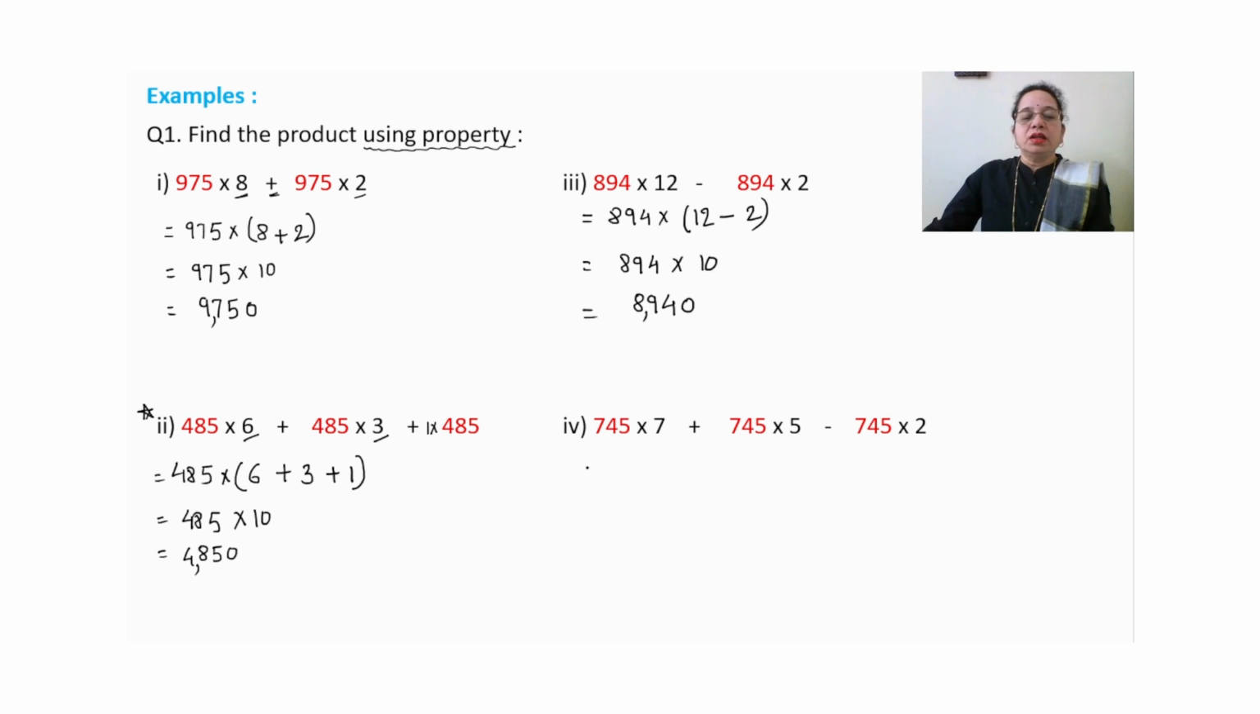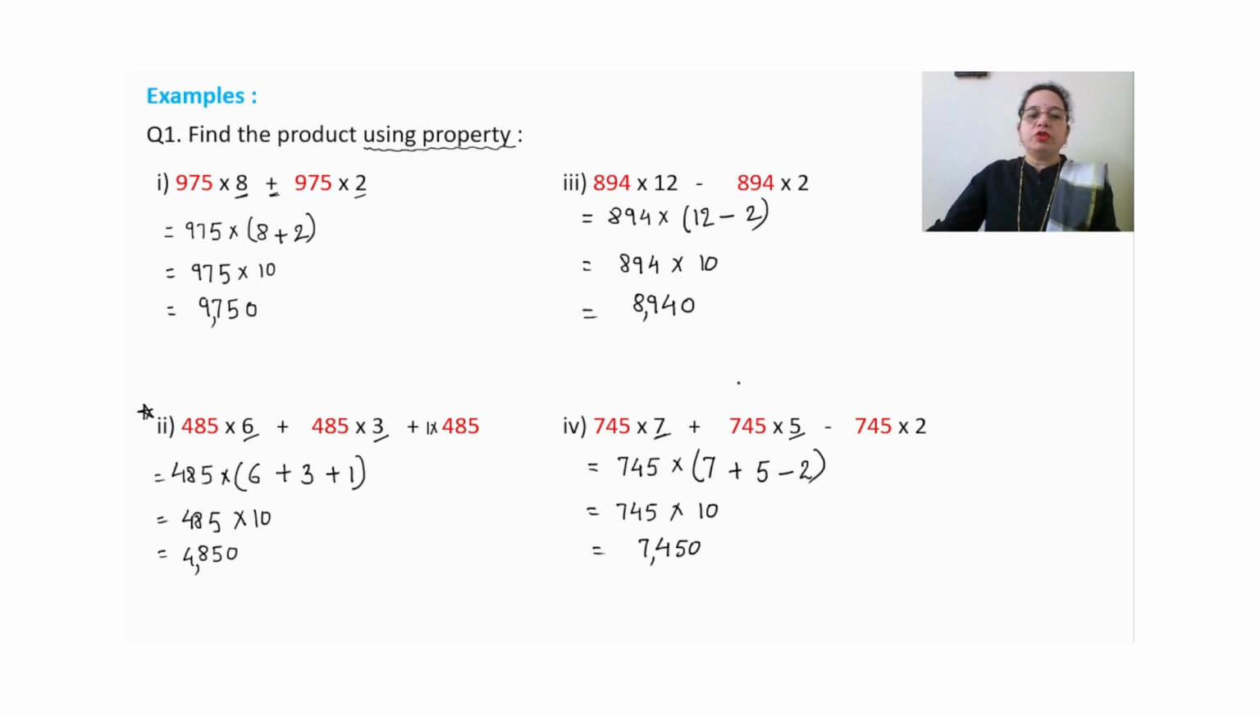Come to the next sum. Again you can see here 745 is common. Take 745 common. Inside the bracket what number is there? 7. Which sign is there? Plus. Again which number? 5. Which sign? Minus. And again which number? 2. Again first solve inside the bracket. 7 plus 5 will be 12. 12 minus 2 will give you 10. So the final answer will be 7450. This way you can see that with the help of distributive property we can easily solve bigger numbers.